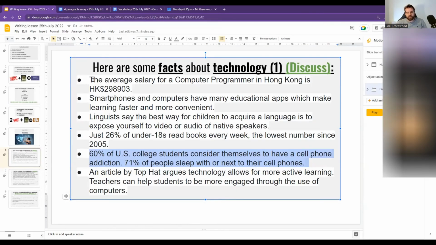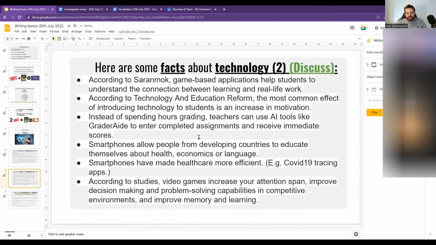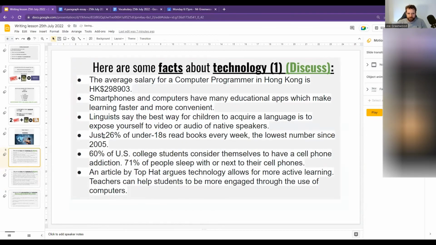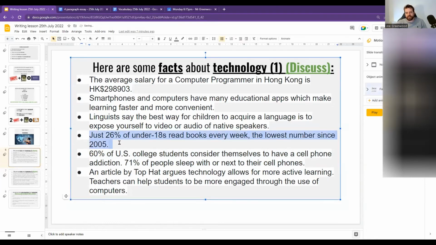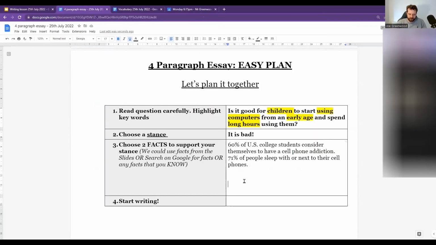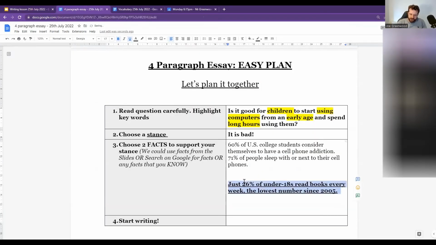Which other fact would be useful? What about the fact that people don't read? I like that fact. I do not like to read. But if we say just 26% of under 18s read books every week, then this could also be useful for this essay. So I think we could use these 2 facts, right? Because now we can say, but reading is really important.